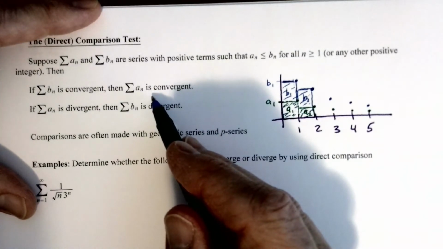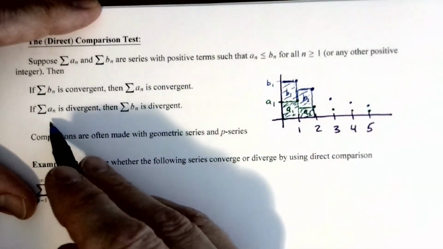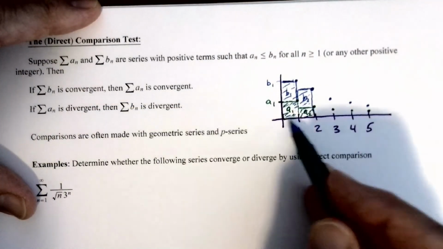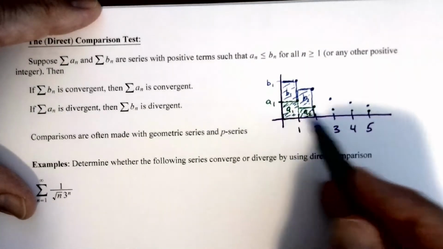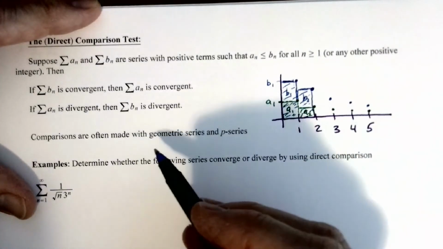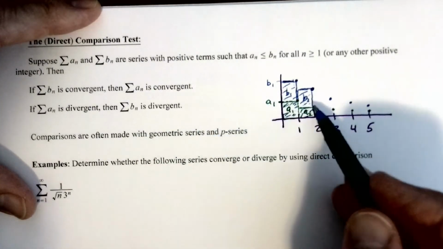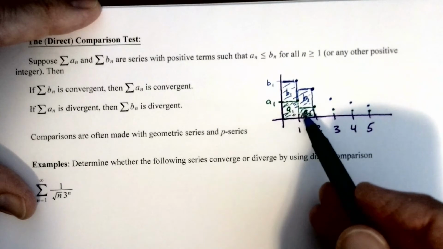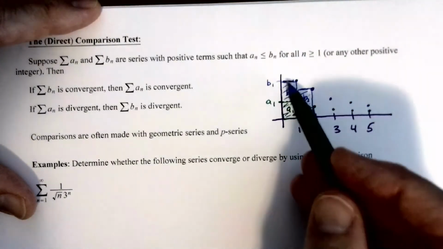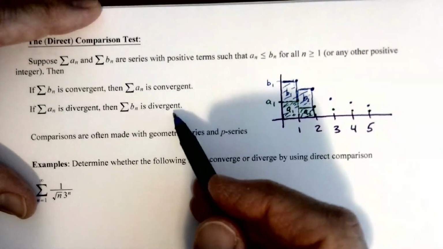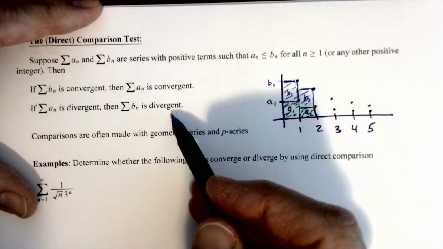You see how that works? If a sub n is divergent, what does that mean? Then if I add up all the green boxes, that is not a finite quantity, it's infinite. As I keep adding these areas together, it just keeps getting larger and larger, it does not approach any finite value. And so we say that it's an infinite series that diverges to infinity. Well, if the green boxes have infinite area, the blue boxes are more than the green boxes, and so therefore b sub n is also divergent. See how that works?